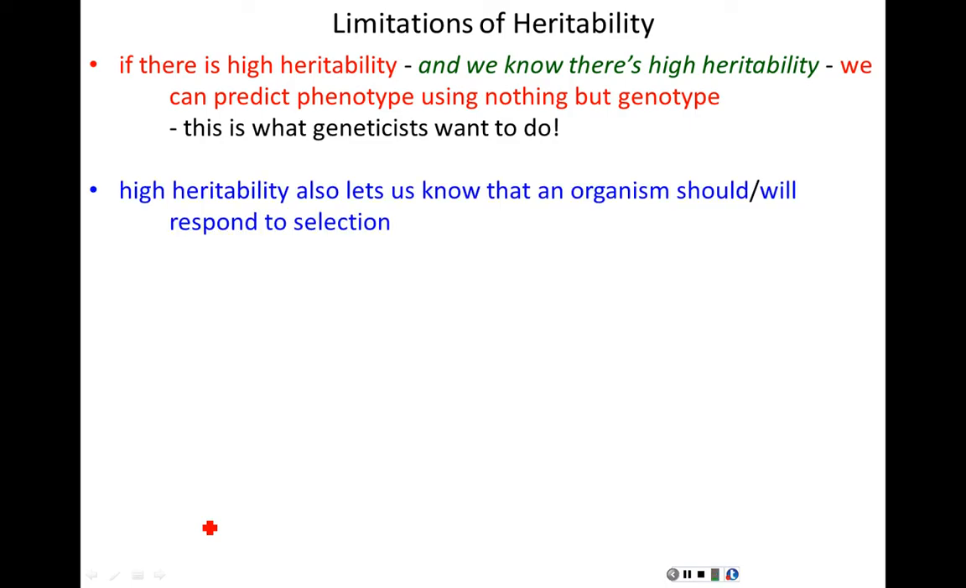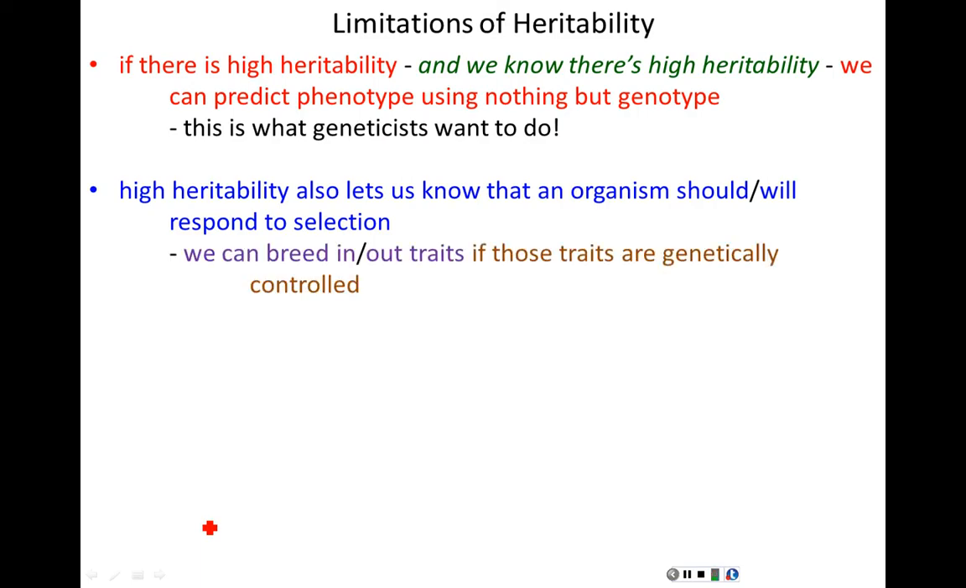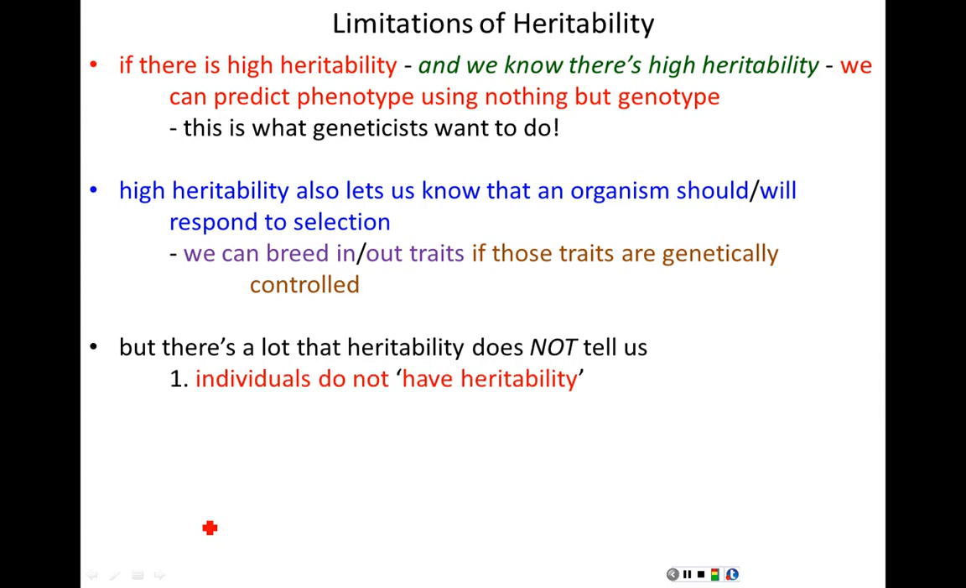High heritability also tells us that an organism should or will respond to selection, like our dairy cows. We can breed in and breed out traits that we want to if those traits are genetically controlled. We can't breed traits in or out of a species if those traits are environmentally controlled. To change the phenotype there, we would need to change the environment, not the genes. But there's a lot that heritability can't tell us.